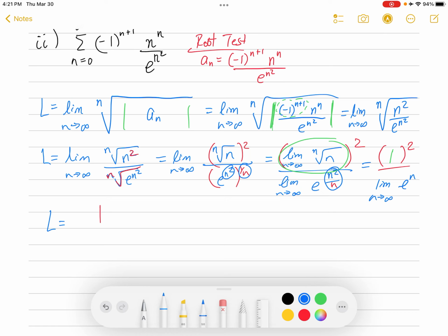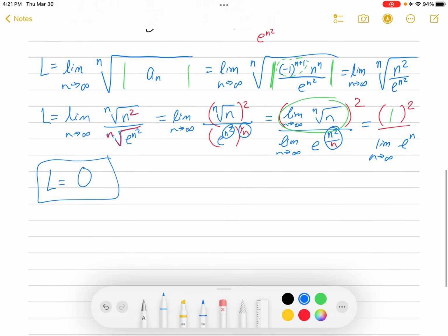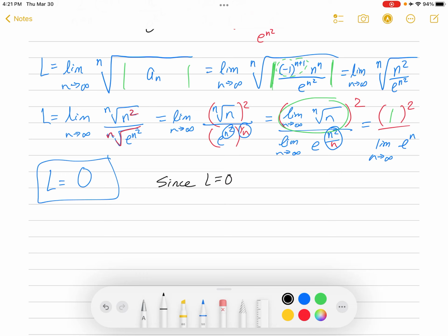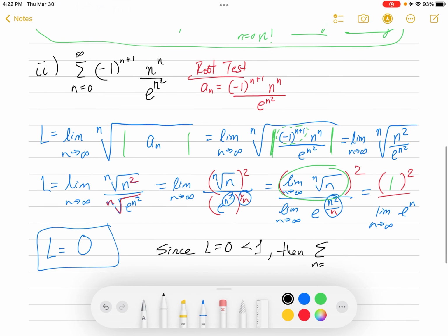It looks like I have L is, well, on top I have 1, right? 1 squared is 1. And on bottom, I'm essentially going to infinity. So overall, this whole thing's going to 0, the limit's 0. So, since the limit, which is 0, is less than 1, then the series from 0 to infinity of (-1)^(n+1) n^n over e^(n^2) converges absolutely.